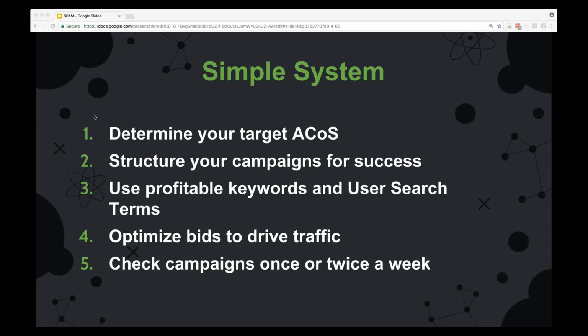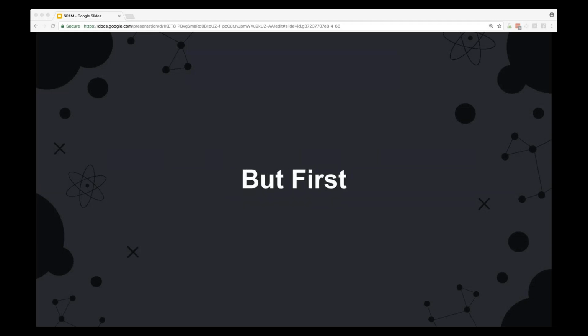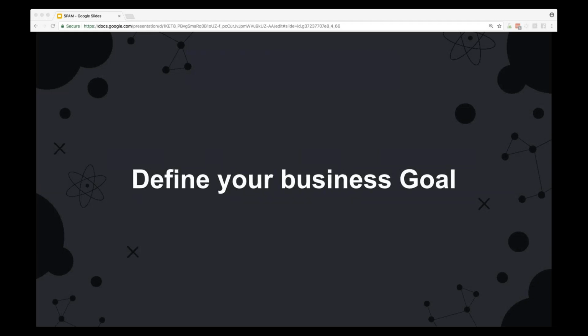So we've got the outline, right? Now let's dig into the details a little bit more. So first things first, you need to determine your target ACOS, or advertising cost of sale. But before you can really do that, what you need to do is determine your business goal. What I mean by that is you need to decide what your goal with running this advertising campaign is going to be, right?